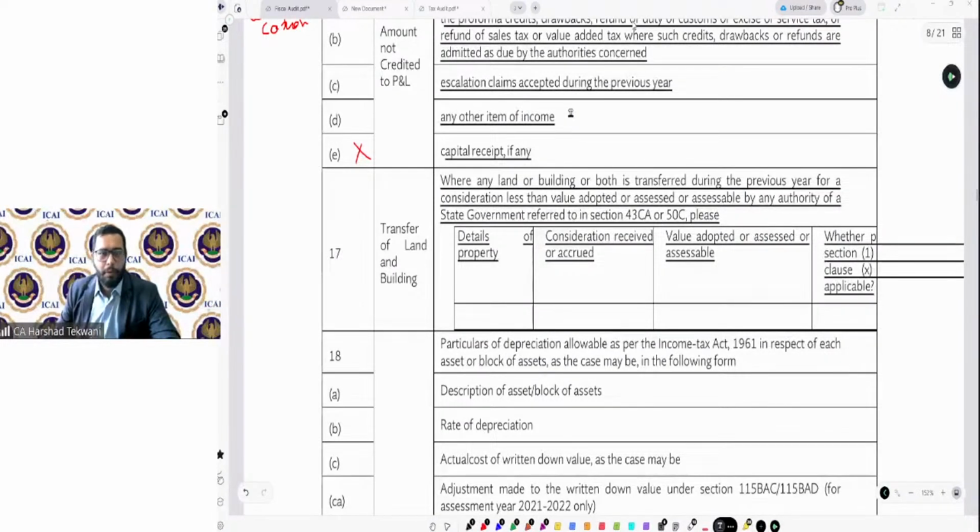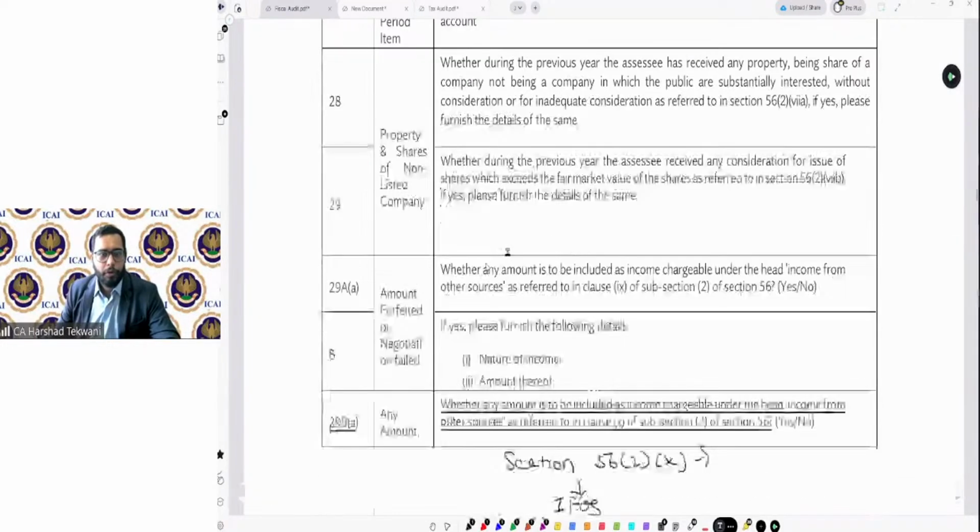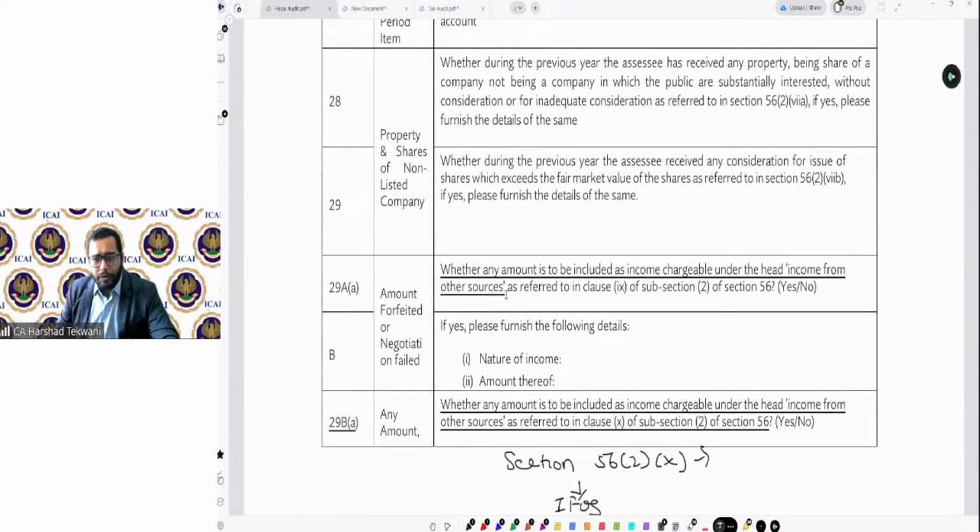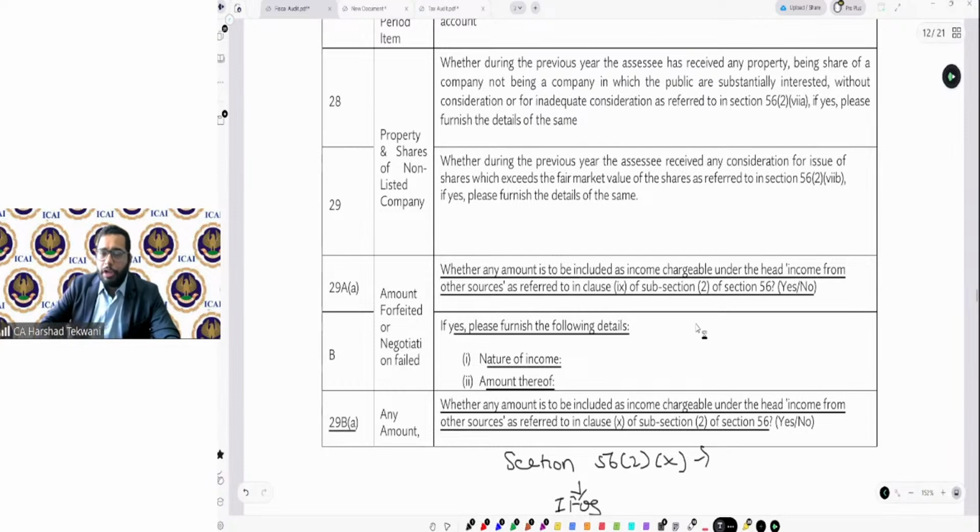So there is one more clause: whether any amount is to be included as income chargeable under the head income from other sources referred to in clause 9 of subsection 2 of section 56. If yes, then furnish the details, the nature of income and the amount of income. Now, what is 56(2)(ix), guys?